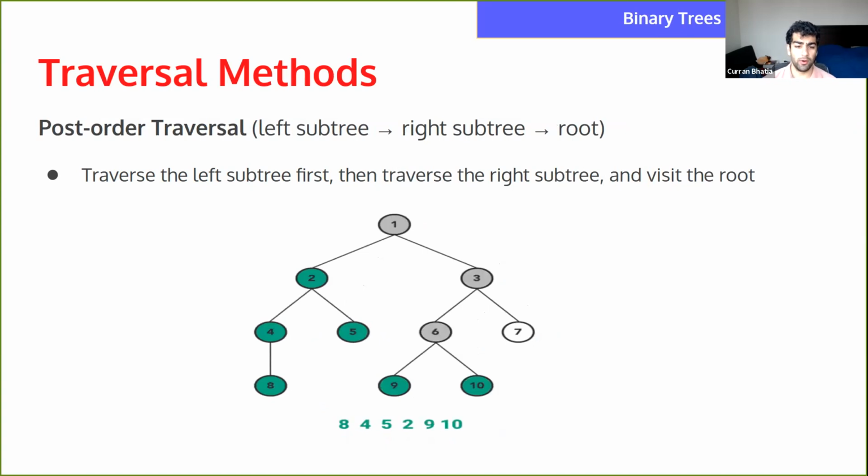And then now we're going to talk about post-order traversal, which basically you go to the left subtree, then to the right subtree, and eventually you get to the root. You see it goes from 8 to 2, and then it'll go from 9 to 3, and then it'll hit the root node.